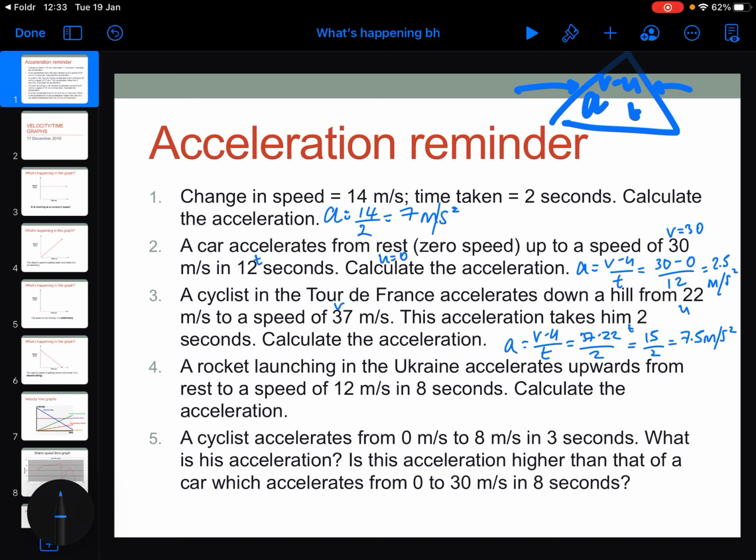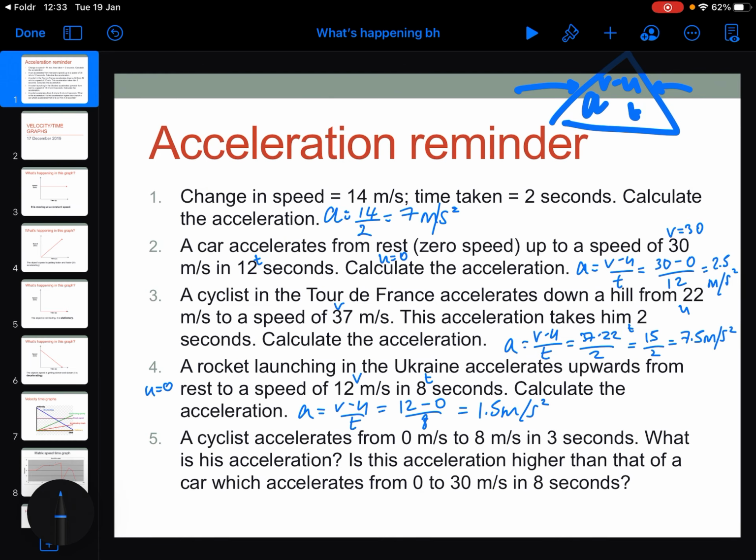Number four, a rocket launching in the Ukraine accelerates upwards from rest, so u equals 0, to a speed of 12, so that's v, in 8 seconds. Calculate the acceleration. A is v take u over t. 12 take 0 over 8 equals 1.5 meters per second squared.